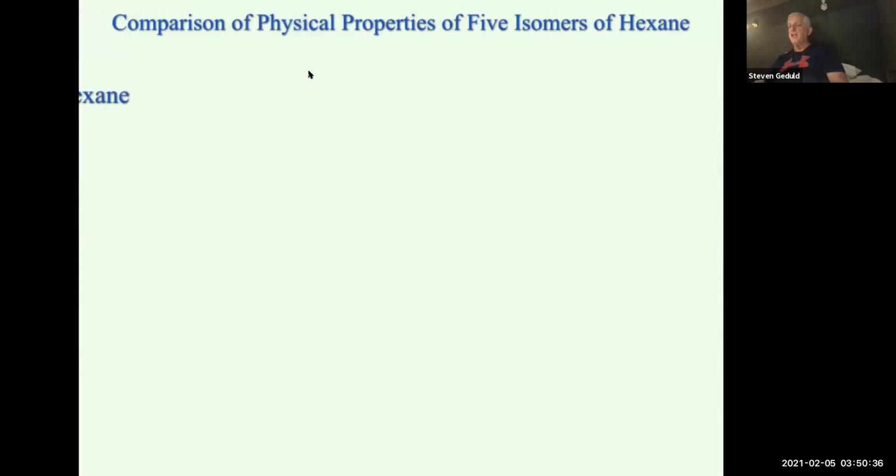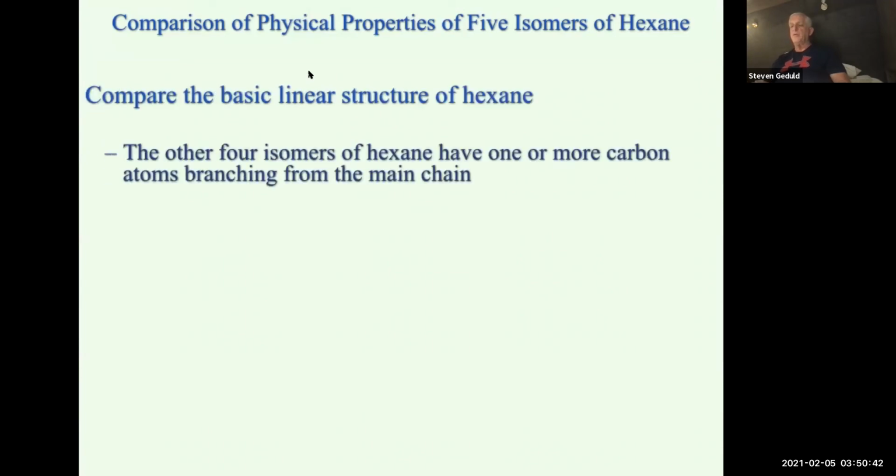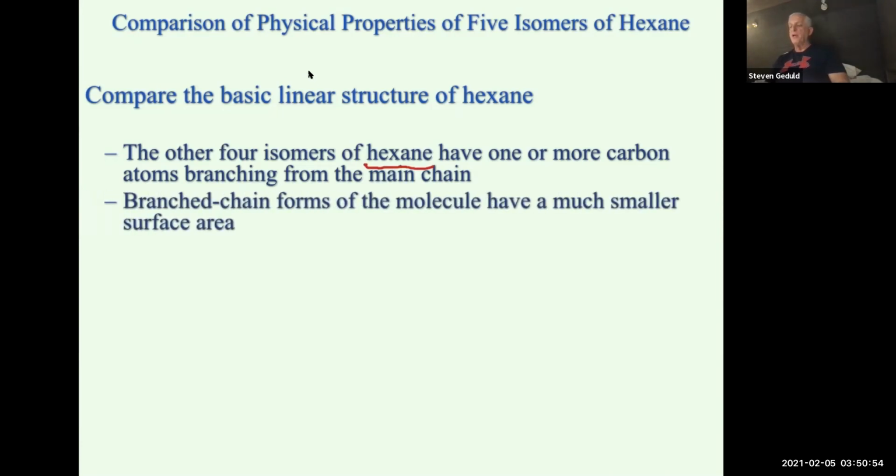Okay, if you look at the different isomers, they'll have different physical properties. Compare the basic Lewis structure of hexane. Okay, there's four isomers of hexane. Hexane is 6 carbons. Okay, from that chart. They have one or more carbon atoms branching from the main chain. Branched chains form a molecule with a much smaller surface area. Okay, because it decreases the area that's allowed to react. The intermolecular forces are weaker.